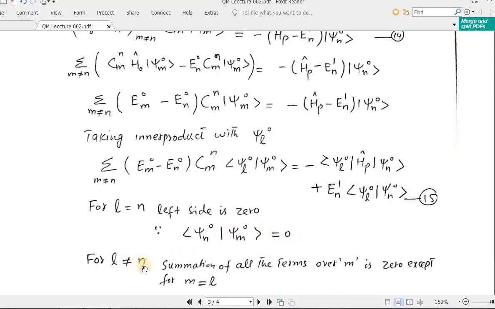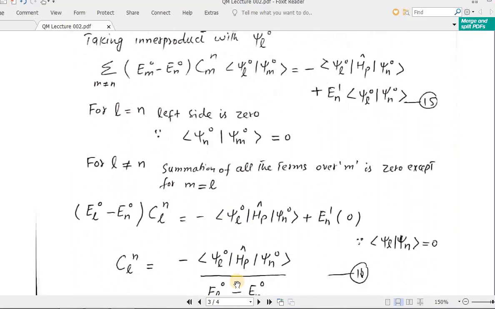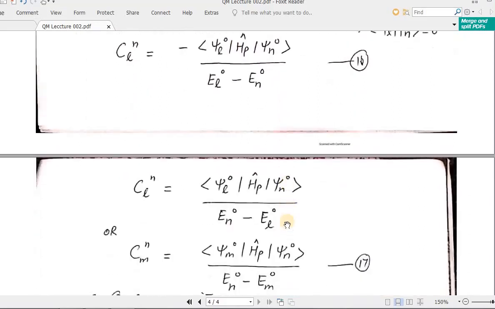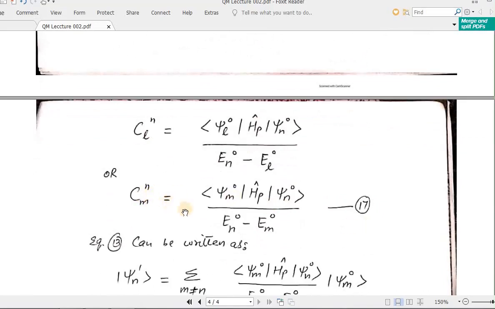For l not equal to n, the summation over m is 0 except for l equal to n. So the equation becomes El naught minus En naught, Cln, is equal to minus psi l naught Hp psi n naught plus En1 into 0. Now we are in a position to find the value of Cln by dividing by El naught minus En naught on the right hand side of the equation and replacing l with m. We get this equation number 17: Cmn is equal to psi m naught Hp psi n naught divided by En naught minus Em naught.